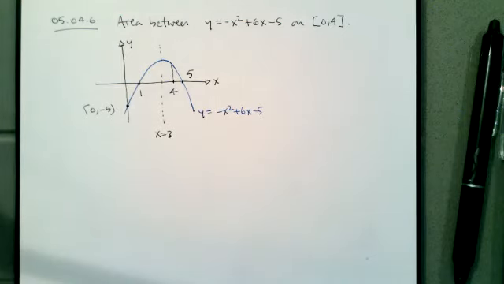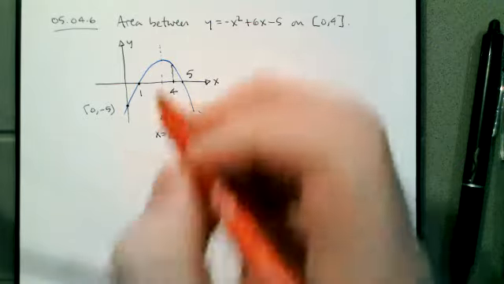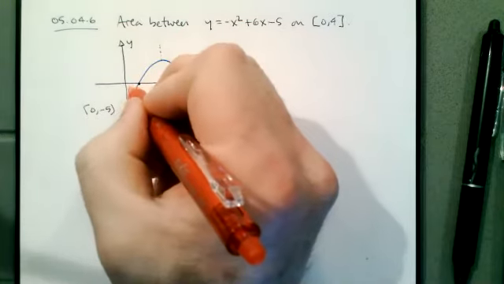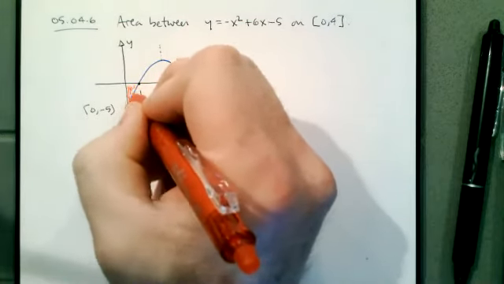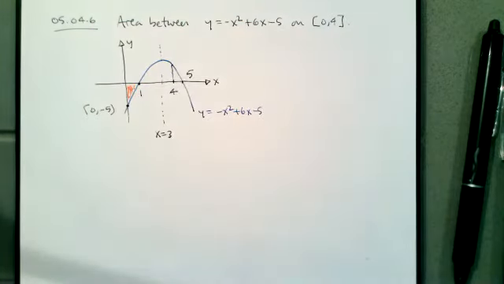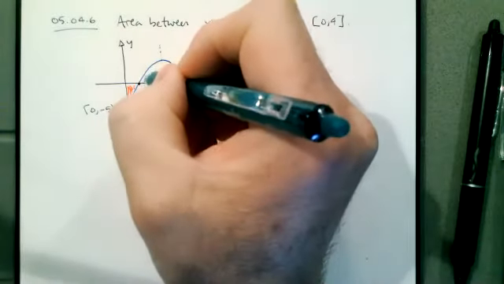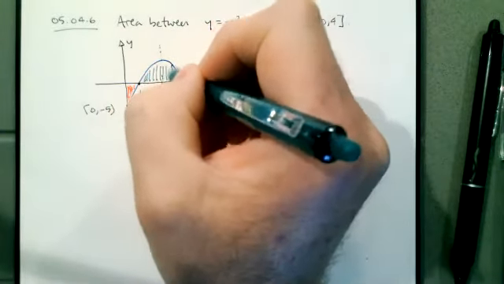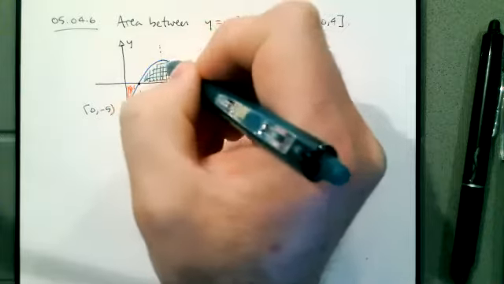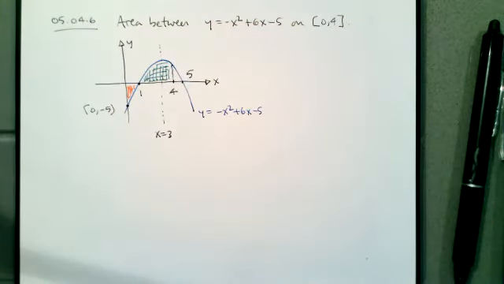What we're actually interested in is we've got some negative area in here, and some positive area. And this one says find the area. So what we're going to do is separate it into 2 parts. The definite integral is going to report that red area as negative. So we're going to make it positive.